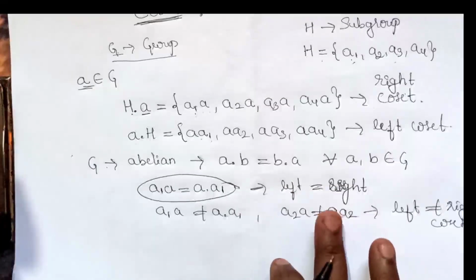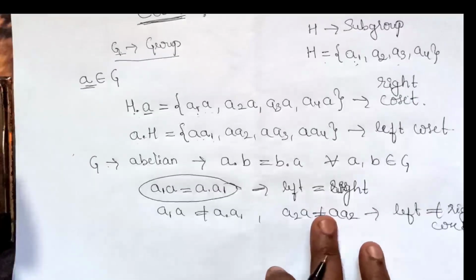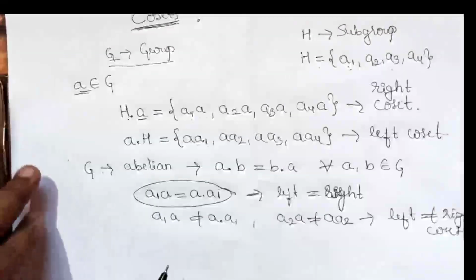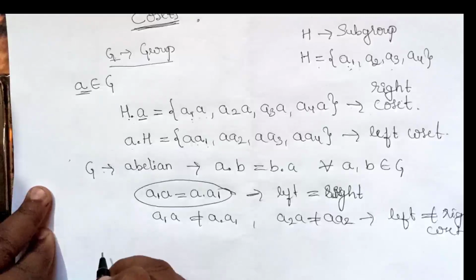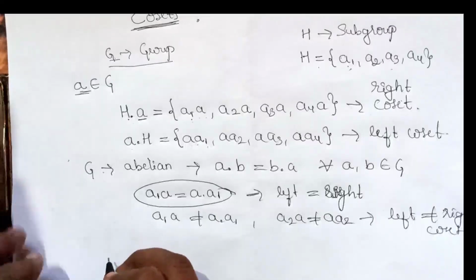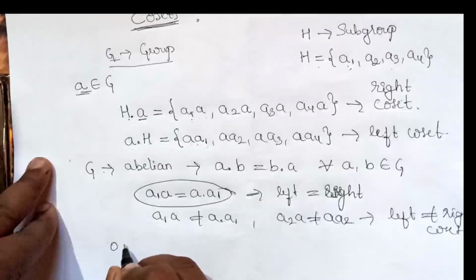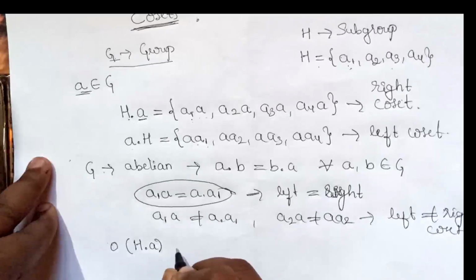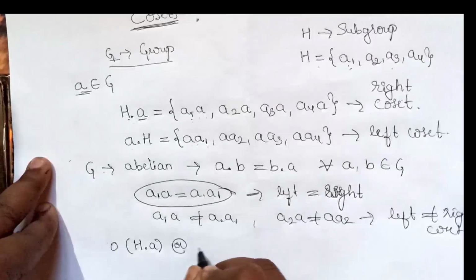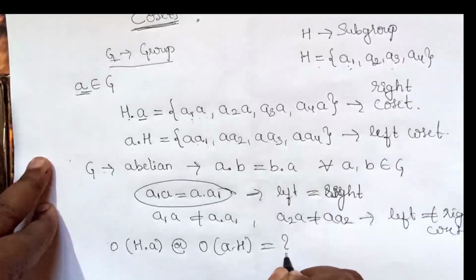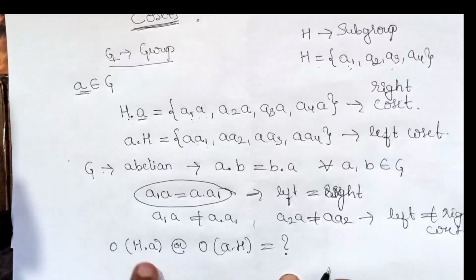Okay, now this is the definition of coset. Now my question is: what is the order of a coset, that is, the order of H dot a or the order of a dot H? How many elements are there in a coset?